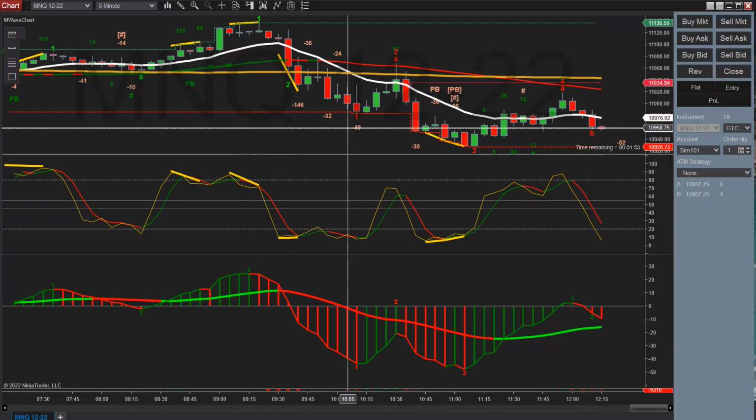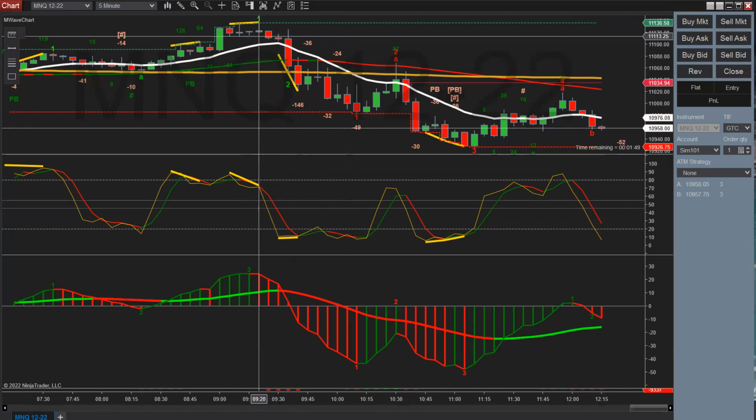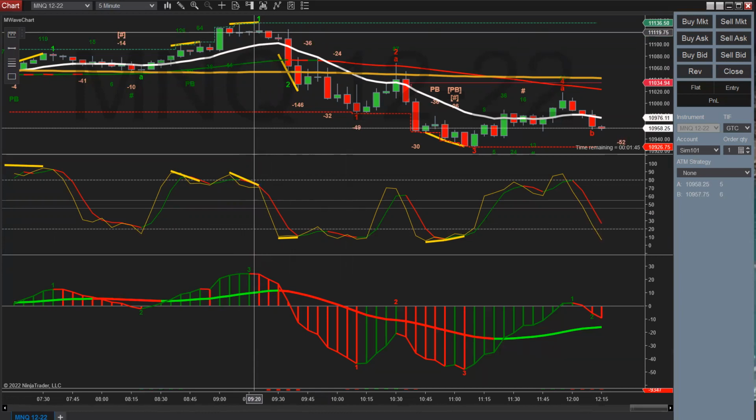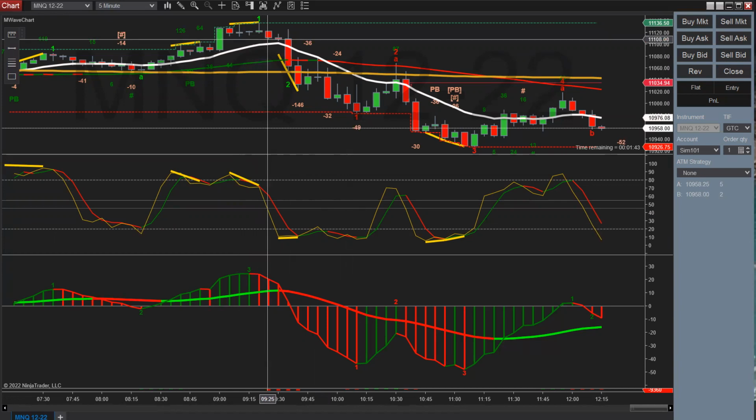Okay, so would you put one in where that one is, or would it be that next red candle? Either one of these works. You could have done it here. If you were slow there, you could do it here. Either one works.